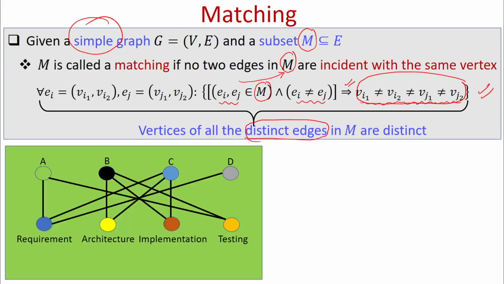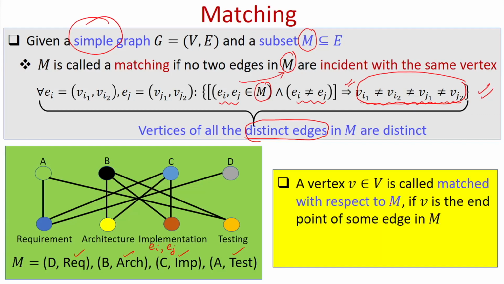Again, if I take the job assignment problem and organization number one, what I actually did there was I picked a matching. My matching was this collection of edges. Namely, I took the edges D, requirement, B, architecture, C, implementation, and A, testing. And you can check here that if you pick any distinct Ei and Ej in this collection of edges M, the four endpoints will be distinct.